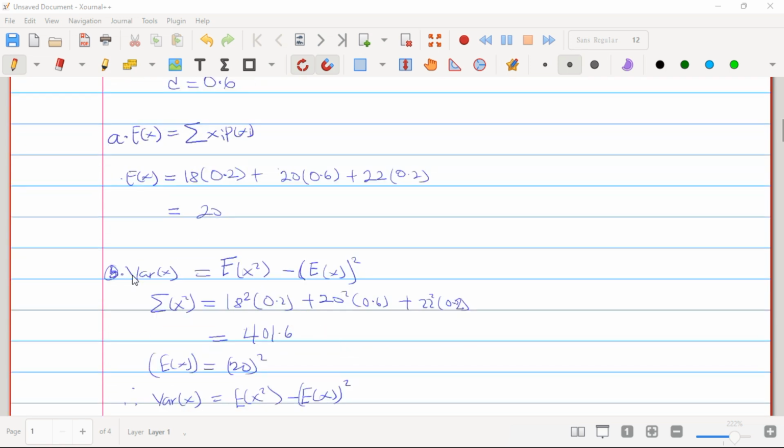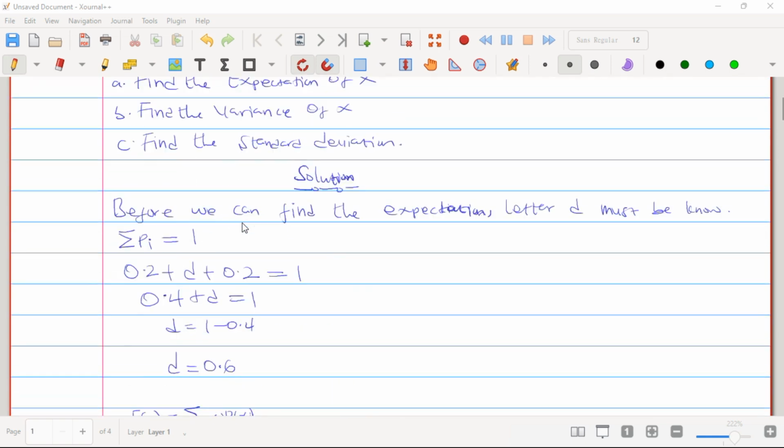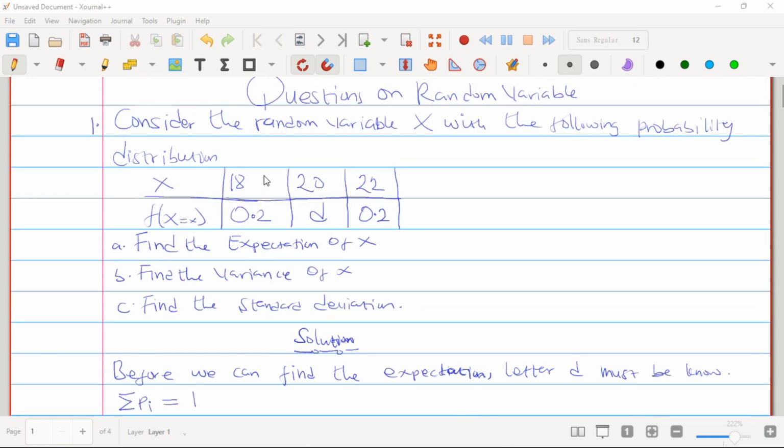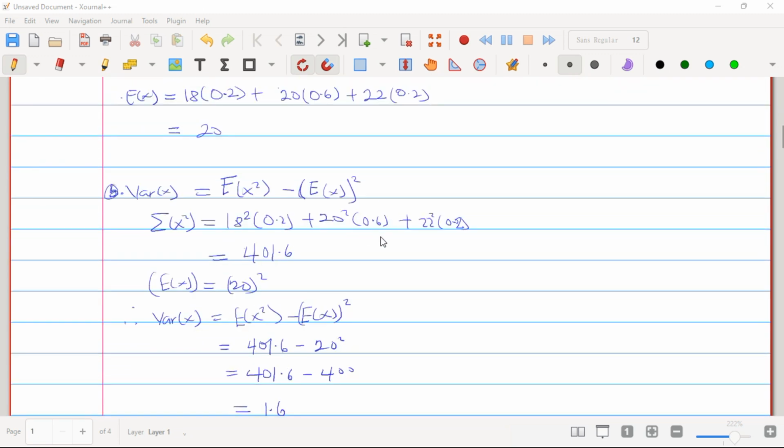And then the variance of x is equal to expectation of x squared minus expectation of x all squared, right? Already we know our expectation of x. For you to be able to find your expectation of x squared, you just have to take the random variable here, 18 squared, random variable squared times the probability. So 18 squared times 0.2, 20 squared times d, 22 squared times 0.2. Once you square and multiply it by the respective probability, after that you just add. Once we add, we get 401.6, right?